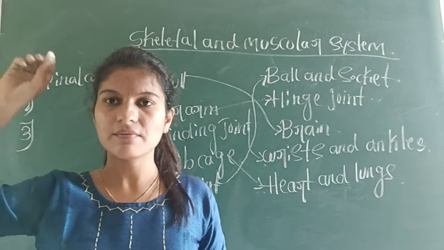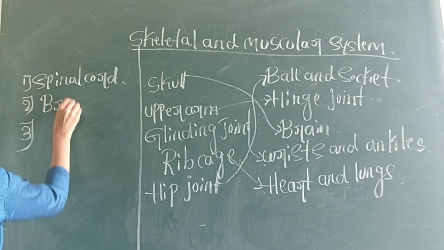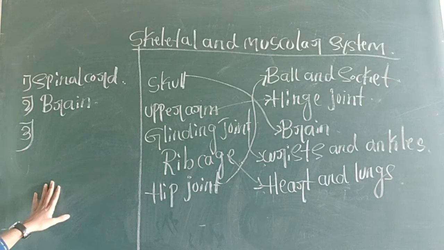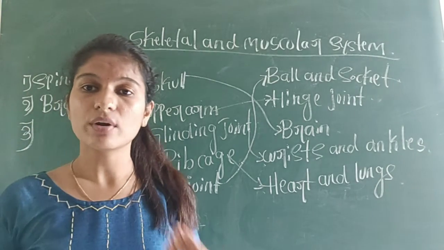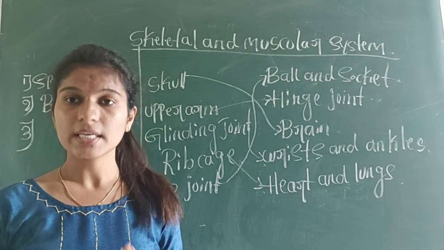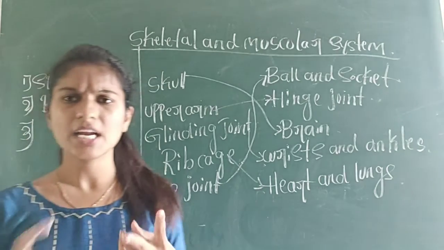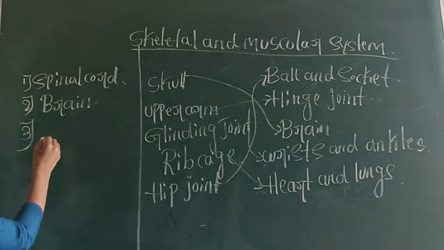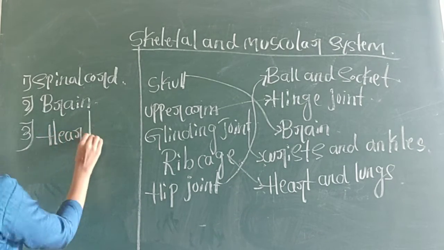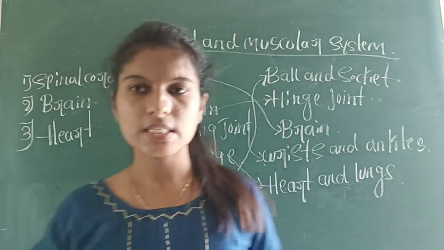Next one is skull. Yes, our skull is protected by our brain. Brain. And the third one, rib cage. Yes, which of our internal organs is protected by the rib cage? You can write, see there are 2 actually. So first one is heart. Our heart is protected by the rib cage. Okay. So these are the answers.